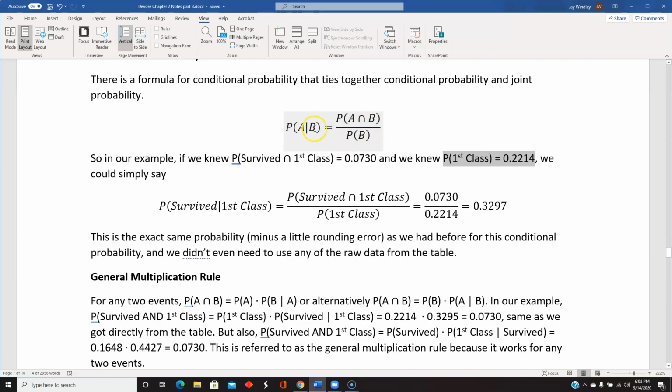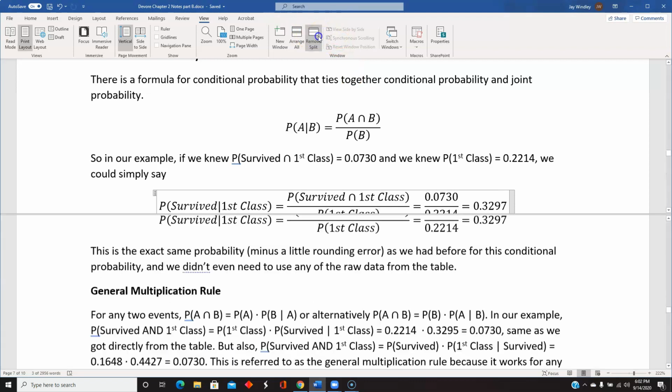And something that I really want to emphasize that I didn't really put in the notes is that the event that comes after the vertical bar is always going to be the event that goes in the denominator. So over here, first class came after the vertical bar. First class is the probability that goes in the denominator. So survived and first class was the 7%, and first class was 22%. And if you divide those two, you get 0.3297.